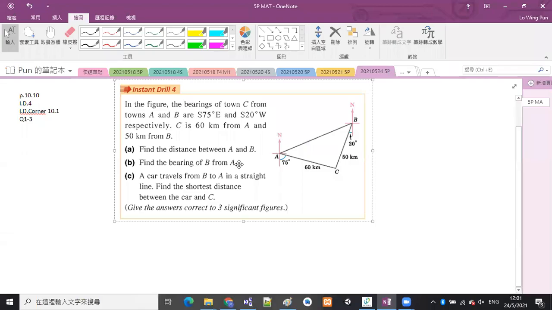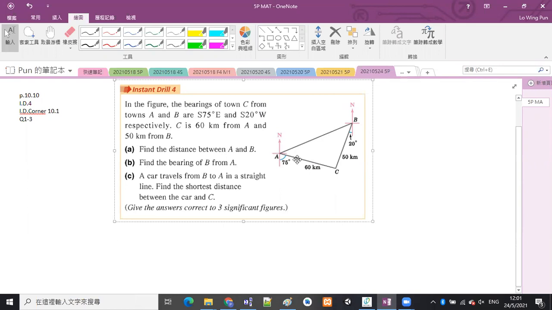Instant rule number 4. Okay. So I will do instant rule number 4 with you together, and then I will ask you to do the instant rule corner 10.1, question number 1 to number 3. So in the figure, the bearings of the town C from towns A and B are south 75 degrees east and south 20 degrees west, respectively.